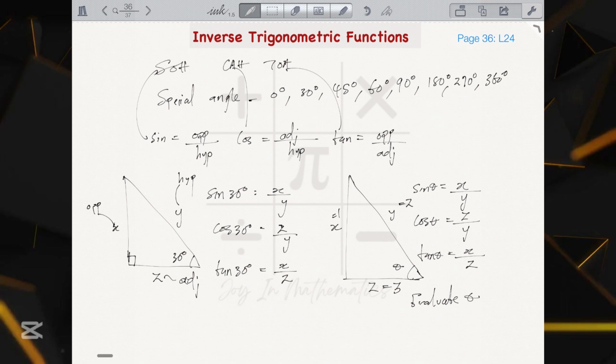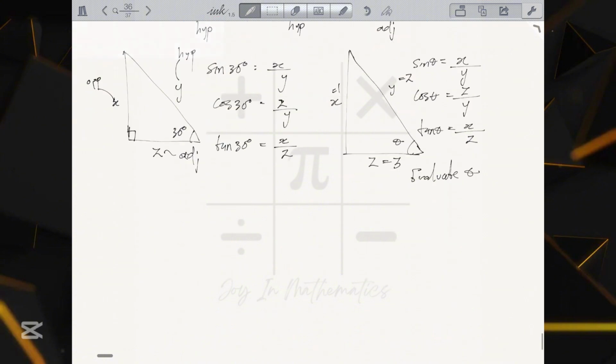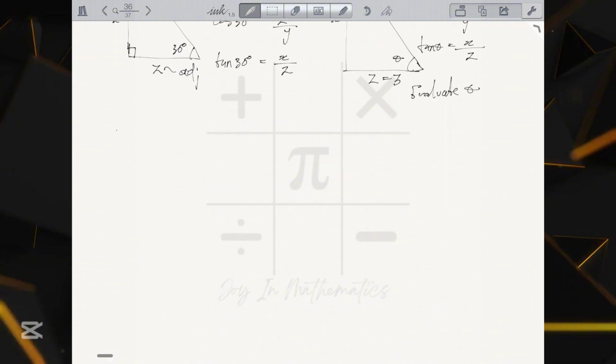How do we go about this? This is where the concept of inverse trigonometry comes into place. Now let's take a look at it. We understand from our previous expression that if we have sine theta is equal to x, and we are asked to evaluate theta. Or let's say cos theta is equal to y, and we are asked to evaluate theta. Likewise, tan theta is equal to z, and we are asked to evaluate theta. How do we go about it?